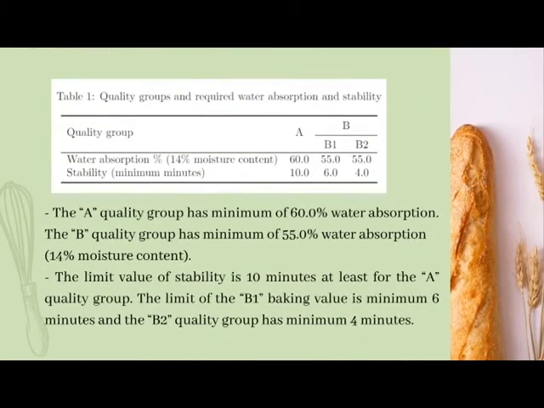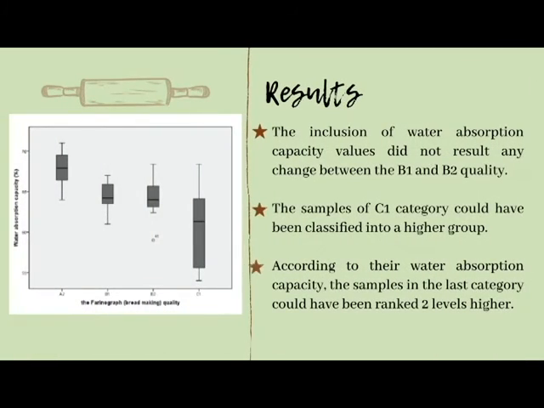From the table, the A quality group has a minimum of 60% water absorption, while the B quality group has a minimum of 55% water absorption. The limit value of stability is 10 minutes, at least for the A quality group. The limit for B1 baking value is a minimum of 6 minutes, and the B2 quality group has a minimum of 4 minutes.